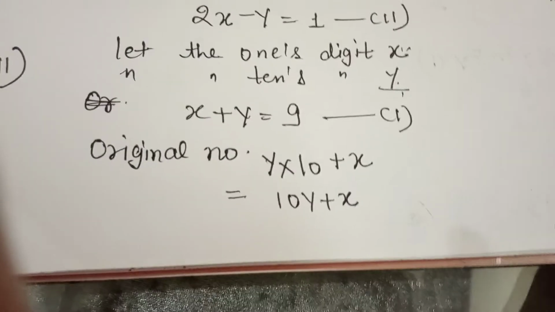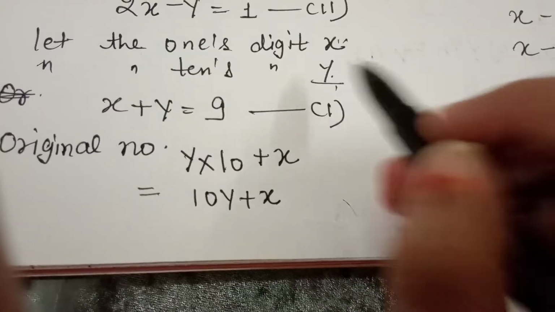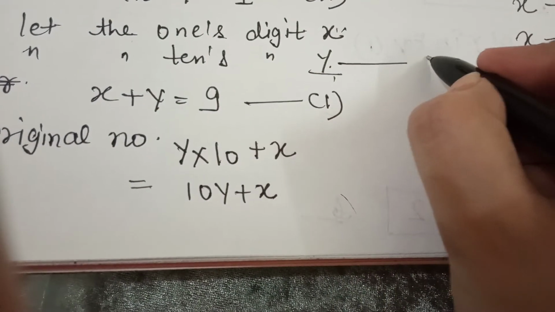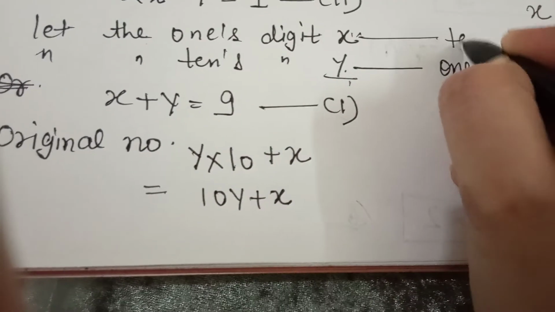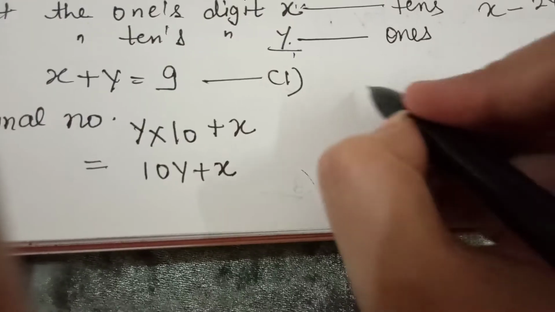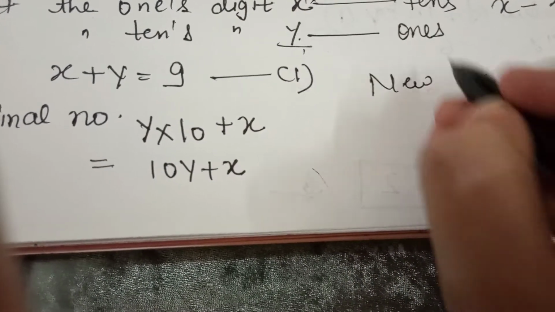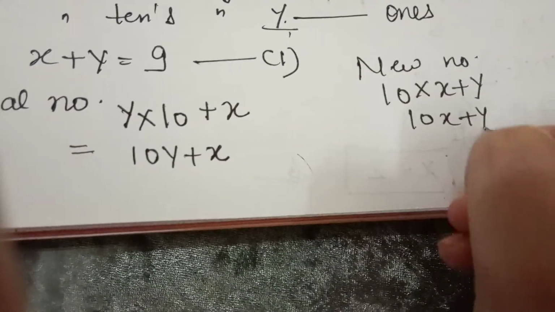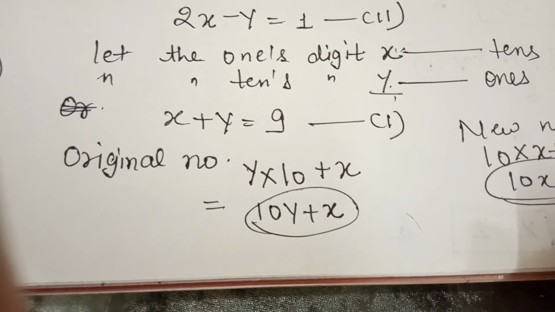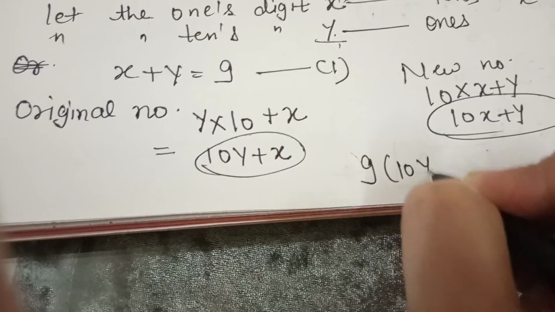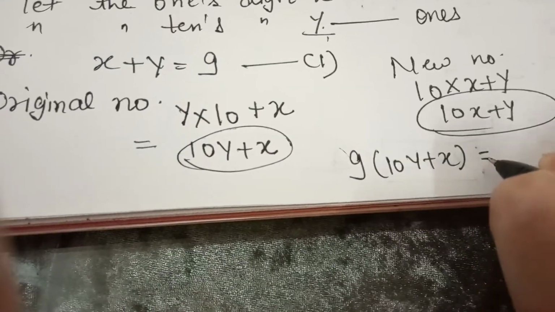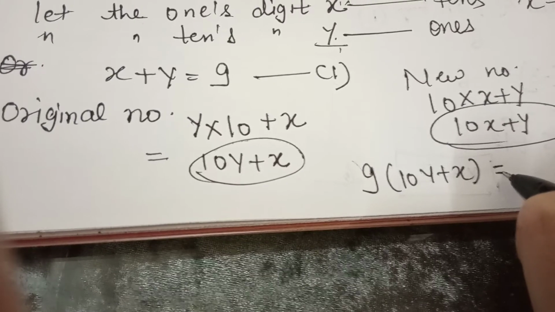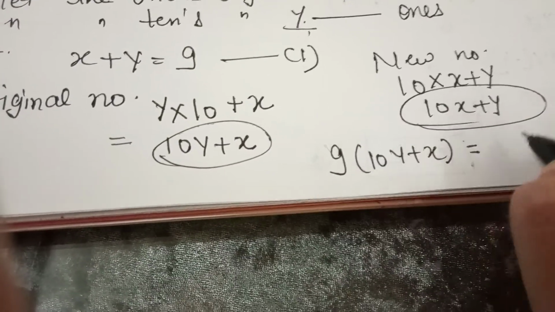Fine. Now they are saying to make a new number by reversing the digits. Means now y is ones and x is tens. So what will be the new number? 10 into tens digit plus ones, so 10x plus y. So this is your original number, this is your new number. And what is the relation between these? 9 times the original number is equal to twice the new number.